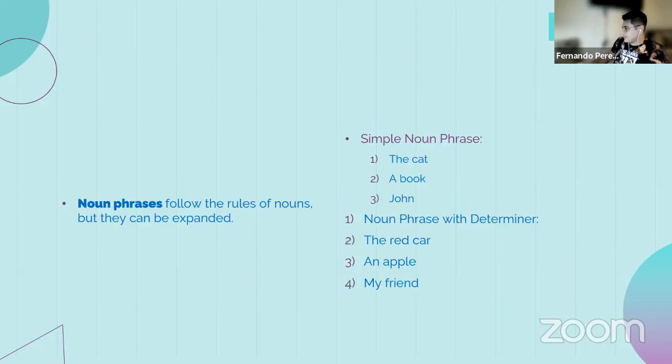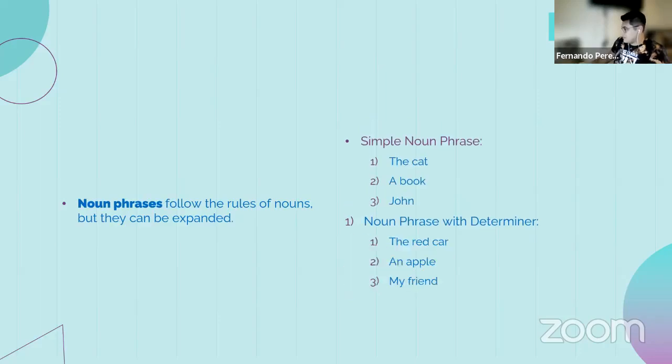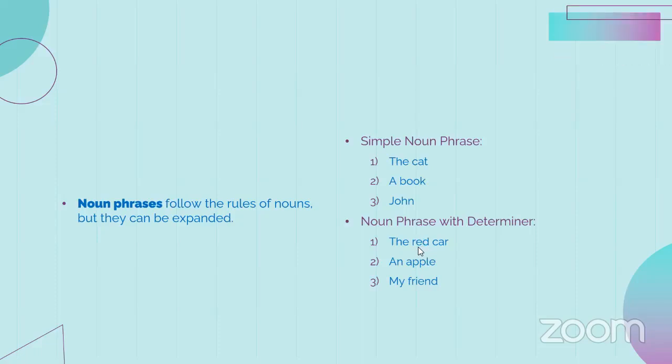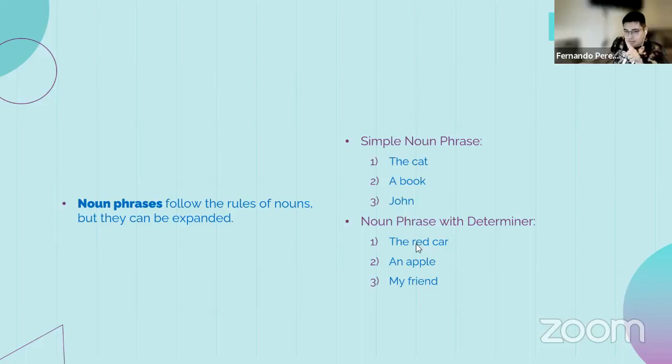Noun phrase with determiner. Here you have the red car, an apple, my friend. Question, is red a noun? It's an adjective. It's an adjective, but because it's describing the car and it's together in the same context, it should be considered together as a noun.